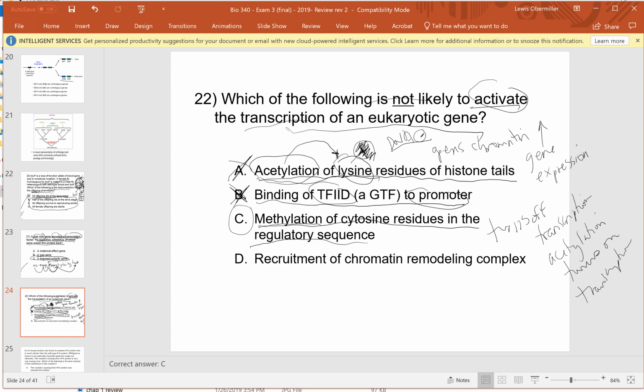So the correct answer is D. Recruitment of the chromatin remodeling complex. So that's just the switch SNF. It turns on genes because you're remodeling the chromatin to access the TATA box. So this isn't true. This would activate a gene. So this is the only one not likely to activate a gene.